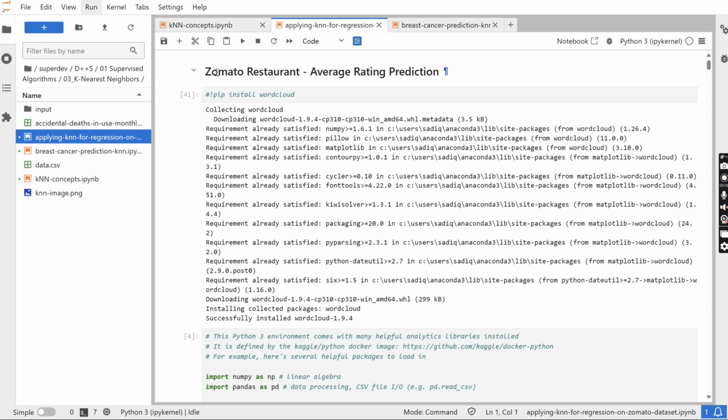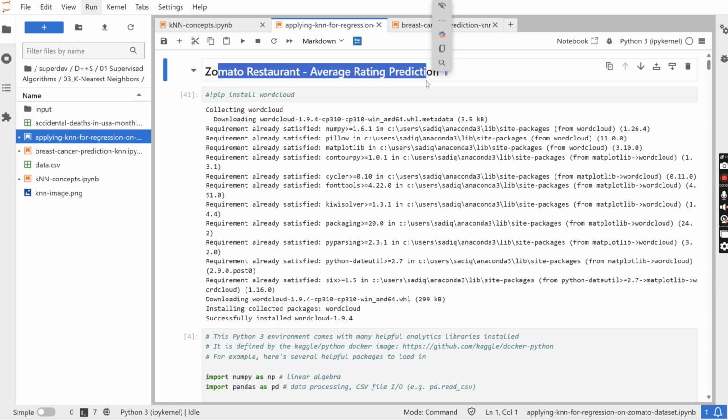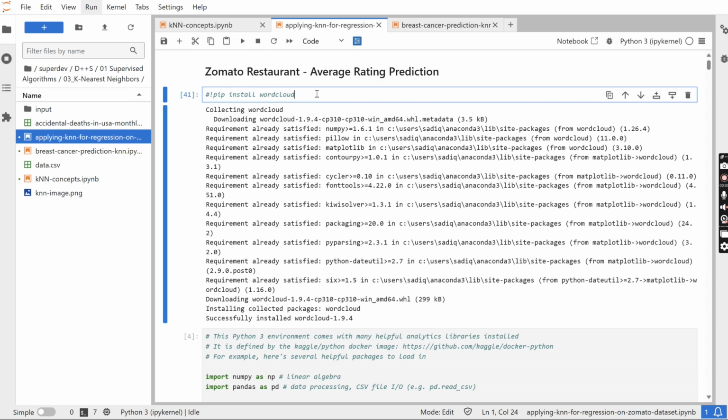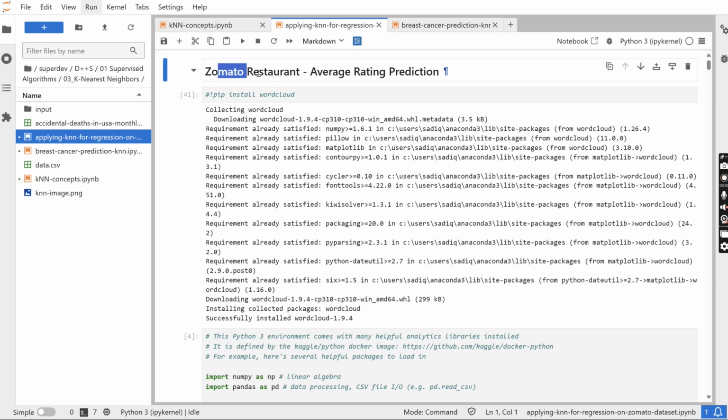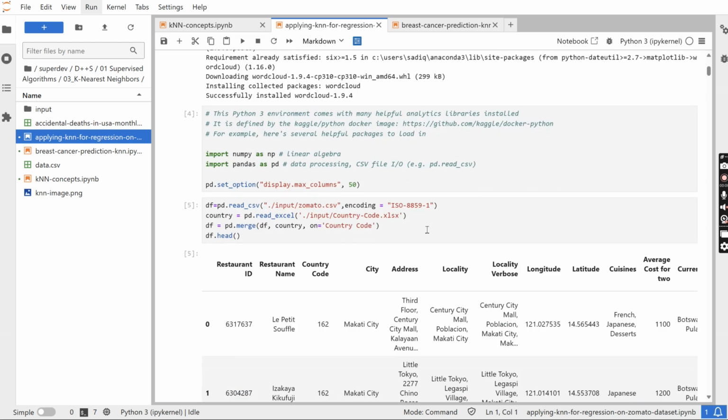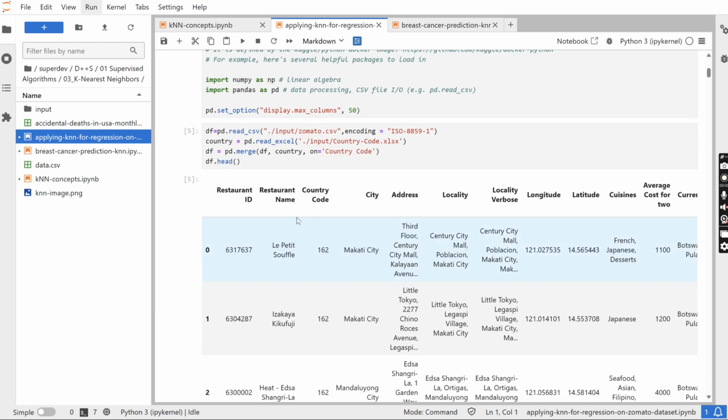For example, we have to predict the average rating. Why we have to predict the rating is a separate question, but for now let's assume we have to predict the average rating. So in that case, this becomes a regression problem. Average rating is a floating value, so we have to predict that floating value.